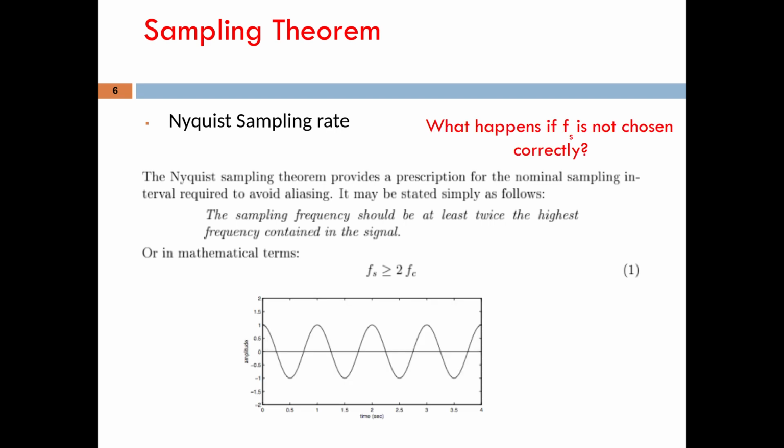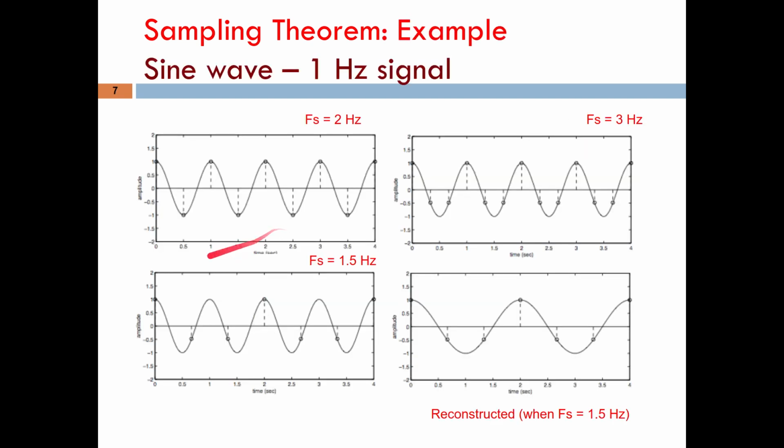So let's see what happens if the sampling frequency is indeed not twice the maximum frequency of the signal. So this is our input signal. If our input signal is a sine wave of 1 Hz, now let's take the sampling frequency to be 2 Hz. So we sample here 0.5, 1, 1.5, and so on. And now when we sample at these points, the signal can easily be reconstructed. We have enough samples. Likewise, with 3 Hz, we have enough samples to recover the original signal.